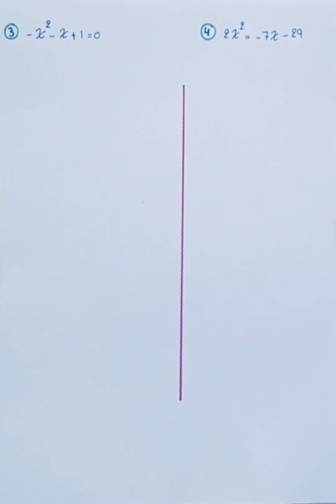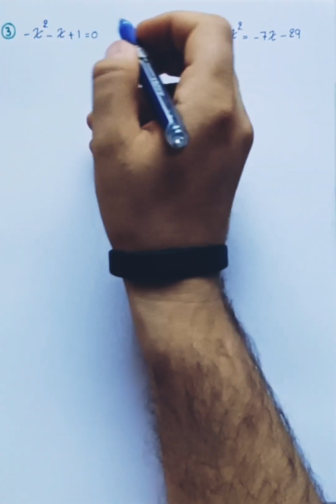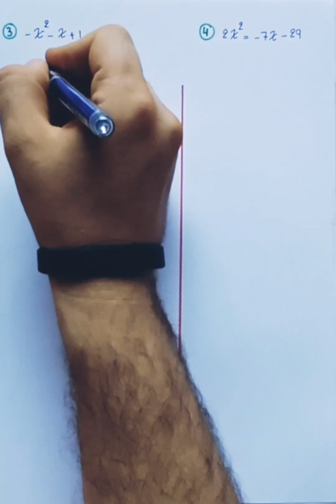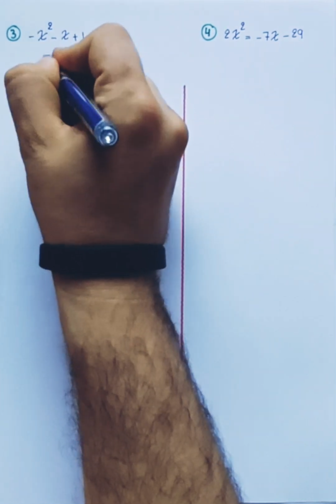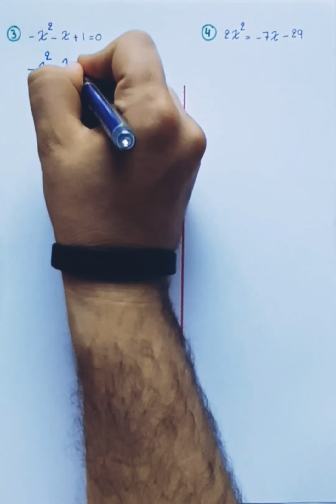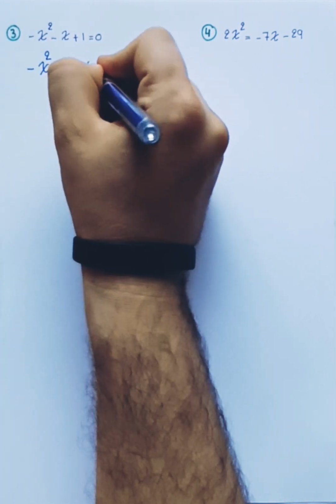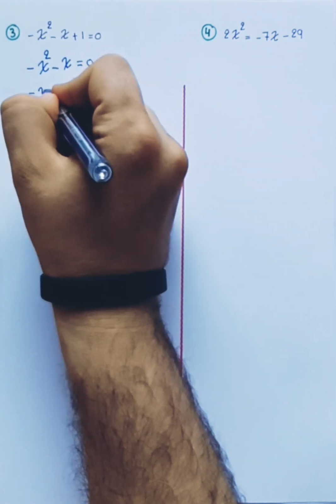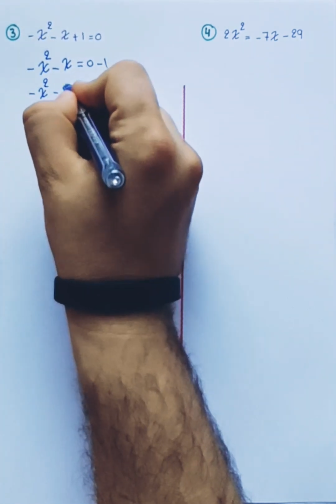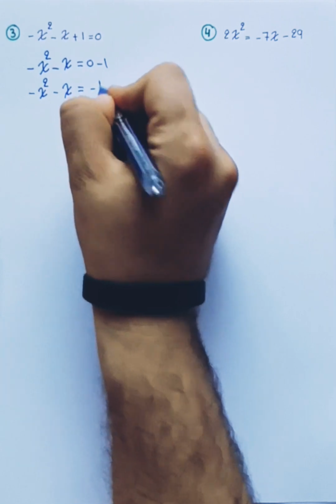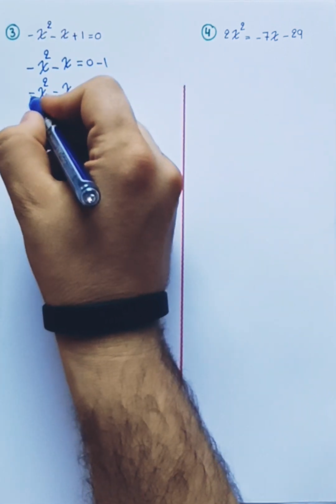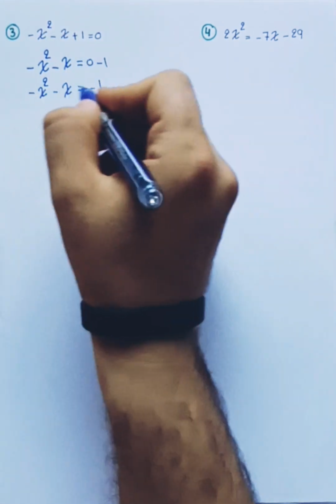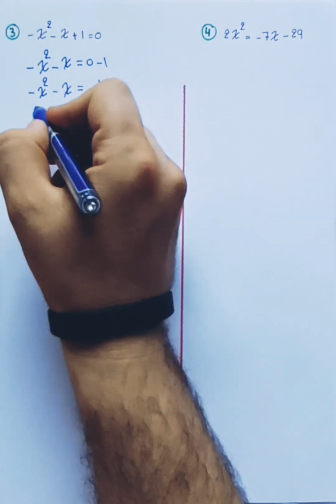Example number 3, you have negative x squared minus x plus 1 equal to 0. First step, you have to change the place of positive 1 to the right side. So you have negative x squared minus x equal to 0 minus 1. So negative x squared minus x equal to negative 1. After that we have to get rid of this negative, so we have to divide both sides and each term by negative 1.